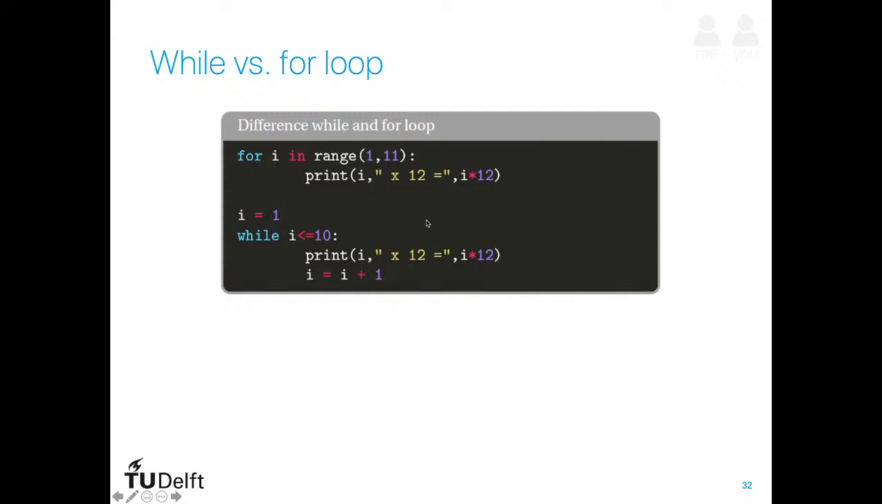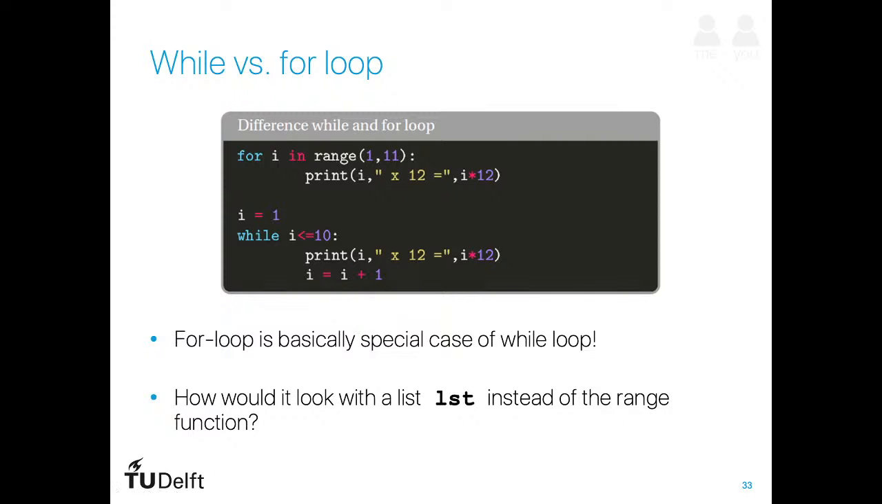If you wanted to do this with while, it would look like this. You have a number I, it starts at 1, while I is smaller or equal to 10, we perform the same print statement, and then we make sure to increment I. In the end, these two things do exactly the same. So what you see actually is that the for loop is just a special case of the while loop. And internally for the computer it is also just executed in the same way.